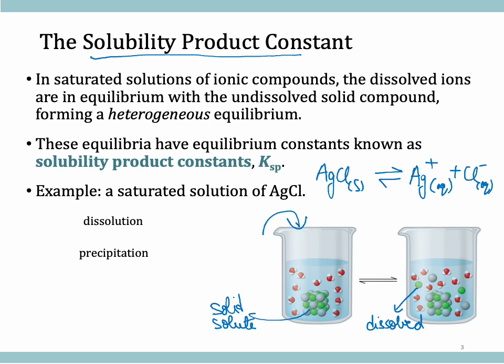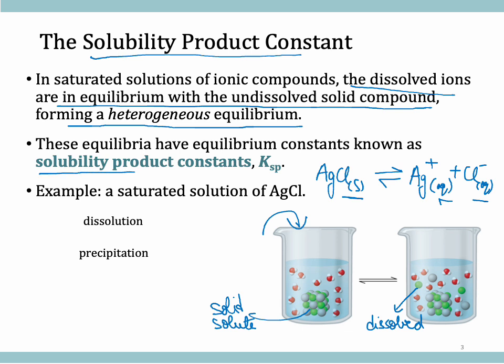And this process of dissolution of the solid usually forms an equilibrium. So the dissolved ions are in equilibrium with the undissolved solid compound, which forms a heterogeneous equilibrium. Heterogeneous because this is a solid on the left side, and these are all aqueous ions. The equilibrium constant for this equilibrium equation is called the solubility product constant. For instance, for this reaction, AgCl dissociates to give us Ag ion and chloride ion.